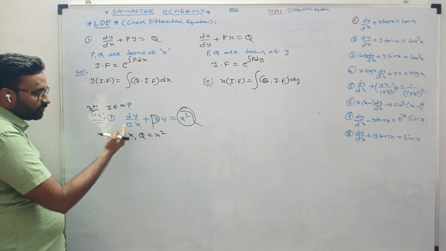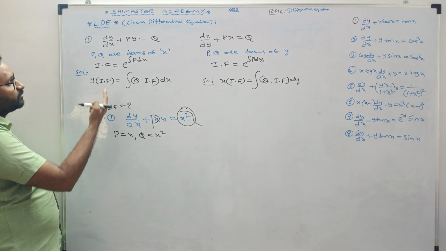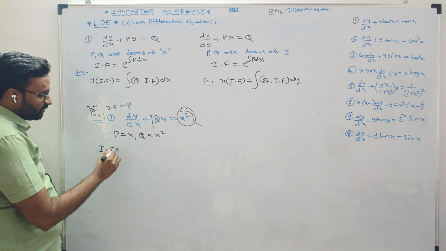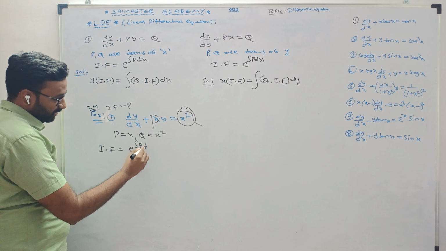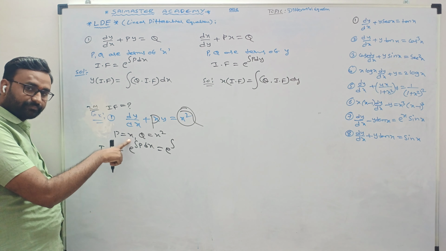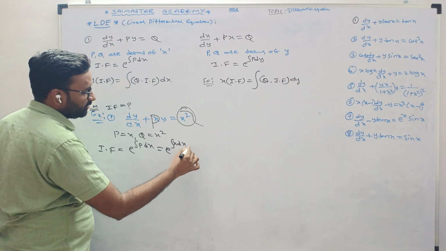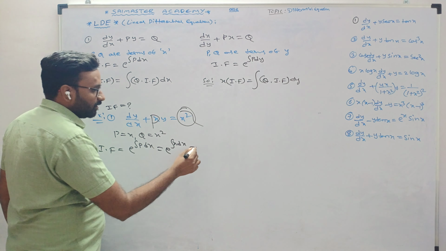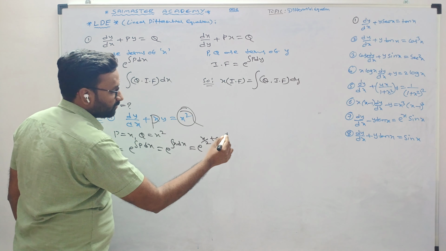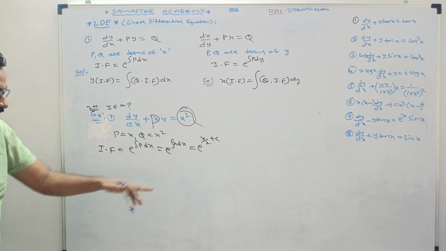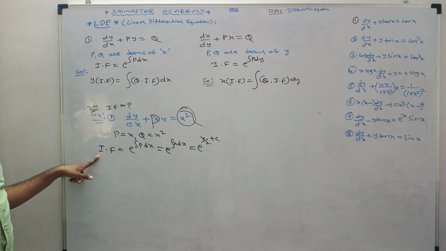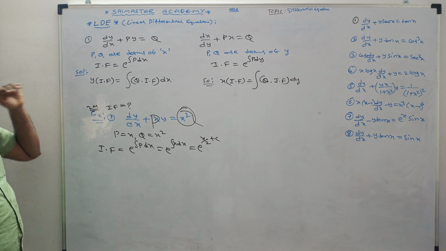So we know for this type of linear differential equation, dy by dx plus py equal to q, the integration factor is e power integral p dx. E power integral of p, that is x dx. What is integral x dx? x square by 2. So e power x square by 2 plus c. We can write plus c here. So this is the integration factor. For 2 marks he will ask till the integration factor. For 4 marks and long answer he will ask till the solution.